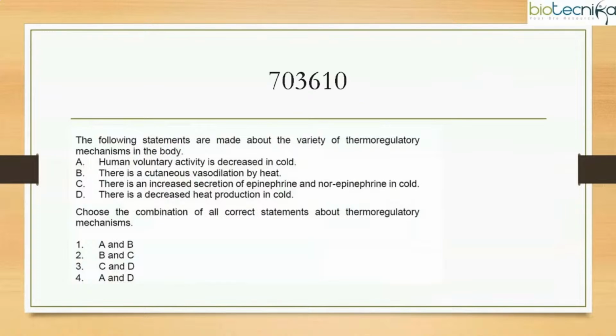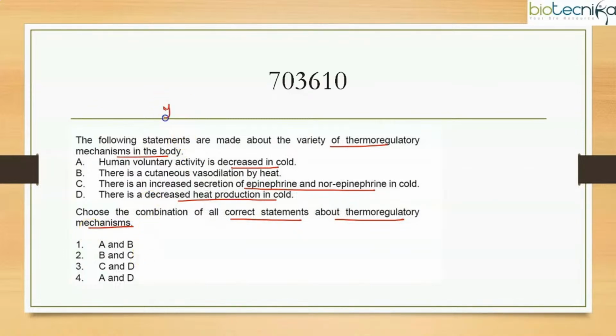Now let's move on to 703610. The following statements are made about the variety of thermoregulatory mechanisms in the body. A. Human voluntary activity is decreased in cold. B. There is a cutaneous vasodilation by heat. C. There is an increased secretion of epinephrine and norepinephrine in cold. D. There is a decreased heat production in cold. So choose the combination of all correct statements about thermoregulatory mechanisms.